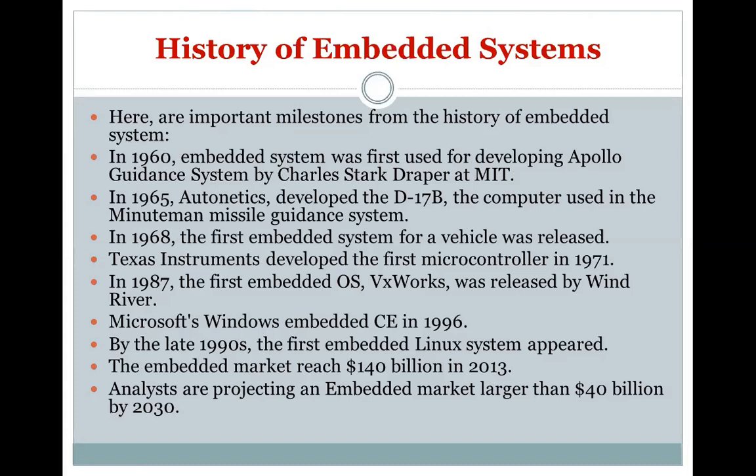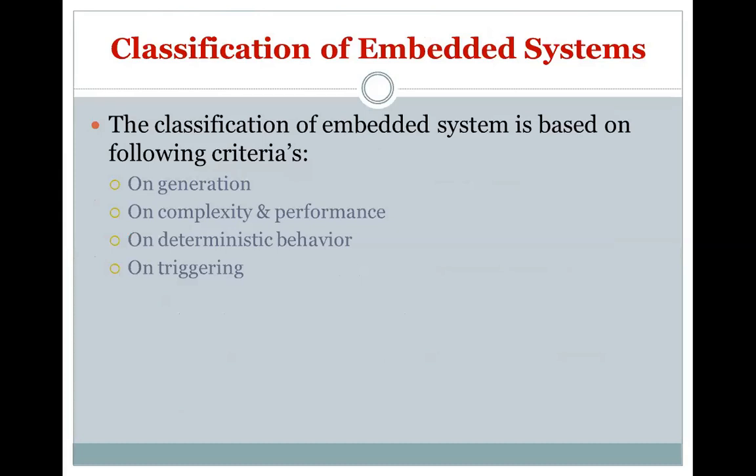Microsoft Windows Embedded CE is developed in 1996. By the late 1990s, the first embedded Linux system appeared. The embedded market reaches $140 billion in 2013. Analysts are projecting an embedded market larger than $400 billion by 2030.